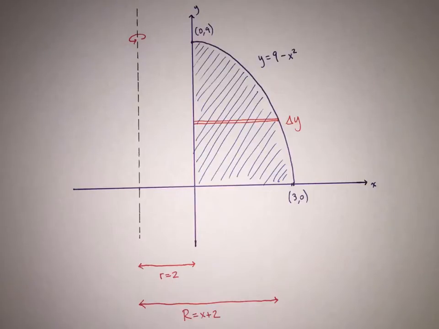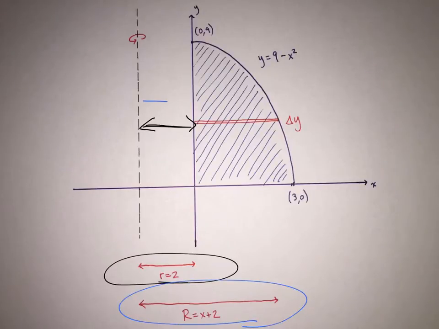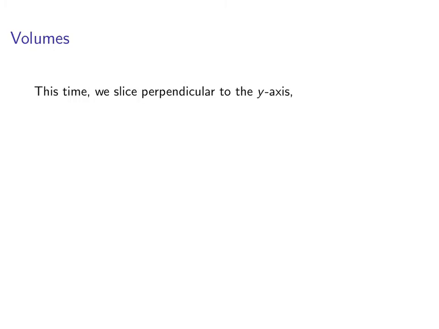Now we have an inner radius here, because that's the distance from the axis to the inside of the slice. And then we have the outer radius here, the distance from the axis to the outside of the slice. Whenever we're doing washers, we want a slice that's perpendicular to the axis of revolution. That will give us a washer. Since we're slicing perpendicular to the y-axis, we're going to end up with a dy integral.